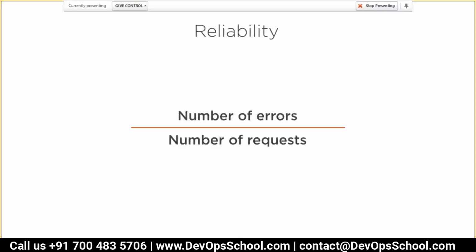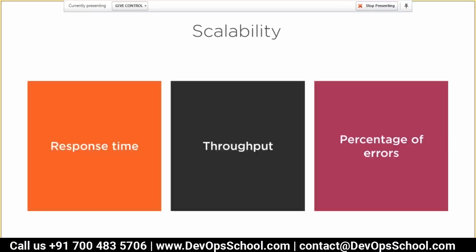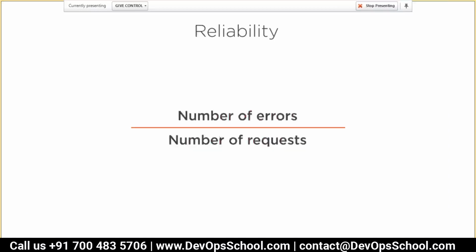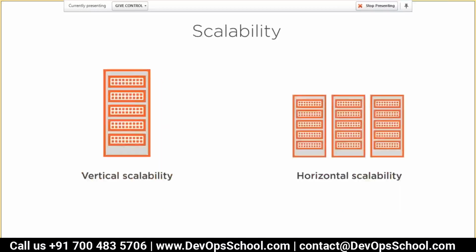Now, what is the reliability score? Reliability is basically the number of errors you get when you do the load, divided by the number of requests. So that's called reliability. Now, scalability again depends on the response time, throughput, and percentage of the error. So that is all about scalability.